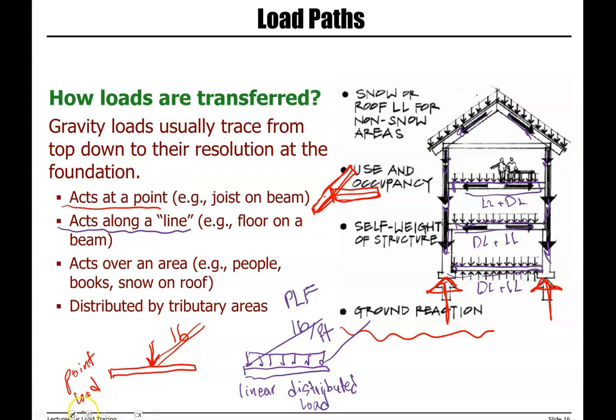And then we have the loads acting on a surface or on an area, which is snow on a roof, dead load of a roof, occupants on the flooring system. These are all examples of load along an area. So this is an area load, and the unit is pounds per square foot.